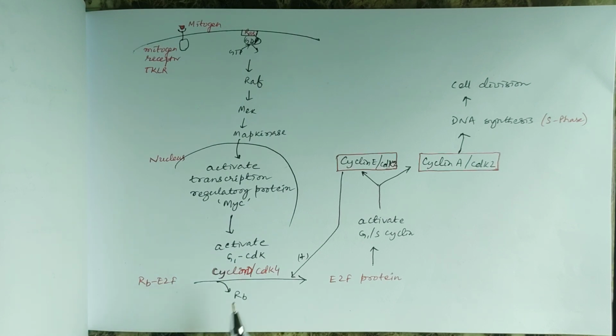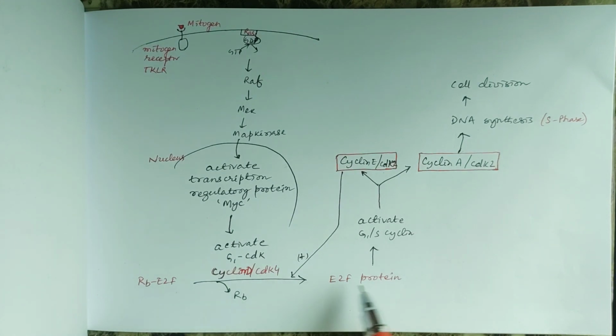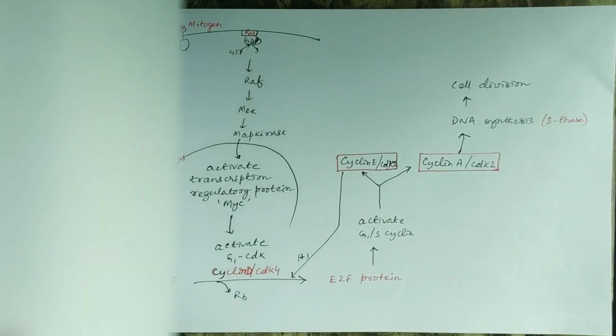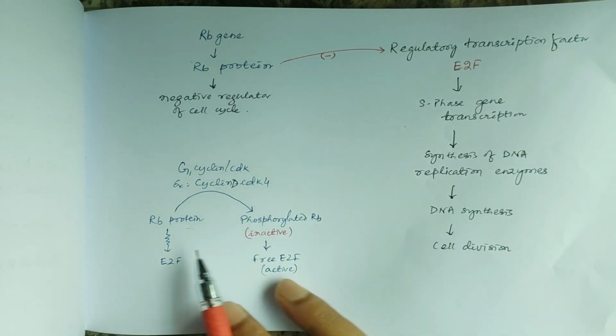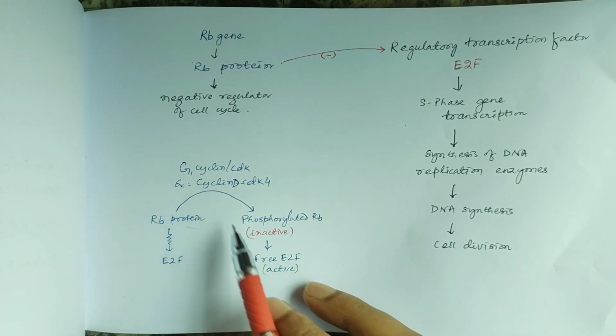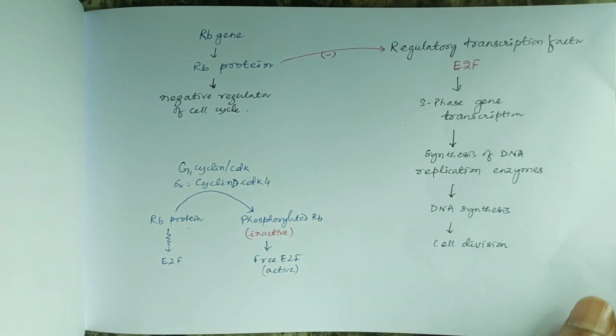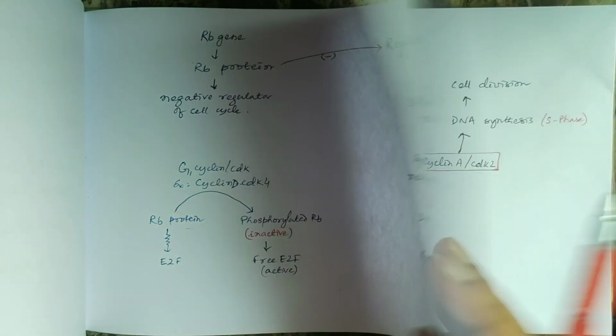which actually inhibits this retinoblastoma. Usually retinoblastoma forms a complex with E2F, the regulatory transcription factor, which is responsible for cell division. And this cyclin-CDK4 complex activated through MYC inhibits the retinoblastoma, and there will be free E2F protein, which is the active form. With RB protein, it is inactive. These cyclin-CDK complexes phosphorylate retinoblastoma, make it inactive, and release free E2F, which is active. And this E2F is responsible for S phase gene transcription.